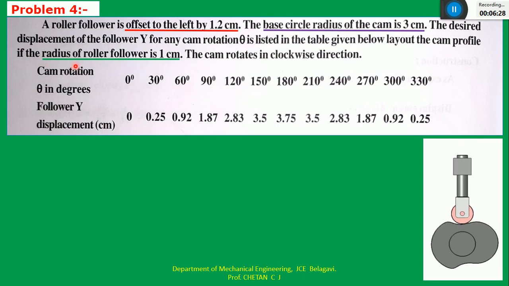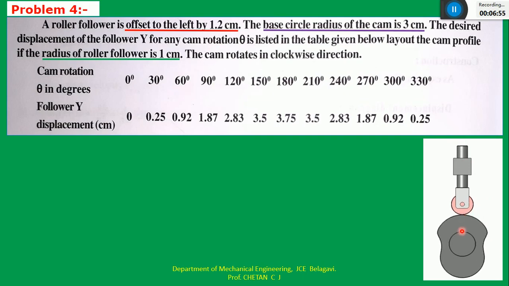And for the roller having a radius of 1 centimeter, one more data is the radius of this roller is 1 centimeter. And one more thing is the cam rotates in the clockwise direction. This is also very important. And one more, the slight change in this problem is the follower is offset towards your left. Do not worry about the radial or the offset follower, just observe only the type of follower motion.